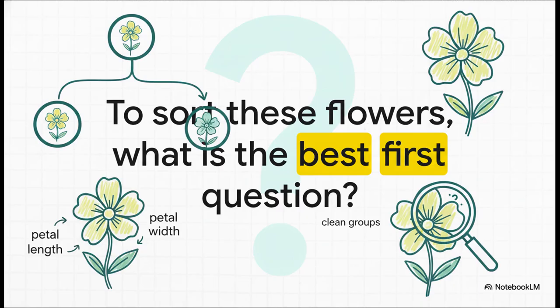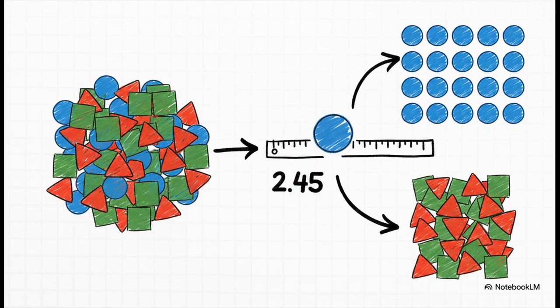We've got measurements from 3 different types of these irises. So put yourself in the algorithm's shoes for a second. You've got all this data. What's the single best first question you could ask to start sorting these flowers into cleaner piles? You could ask about the length or the width, but which question is going to give you the most bang for your buck? Well, this is where the computer shines.